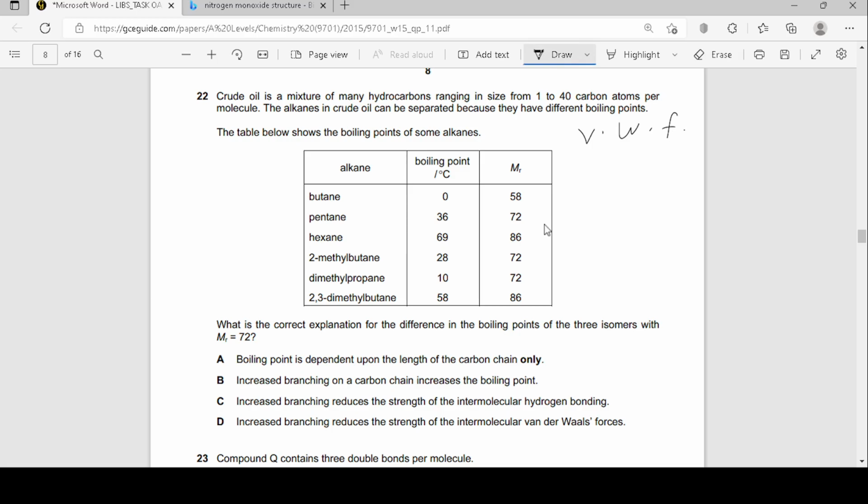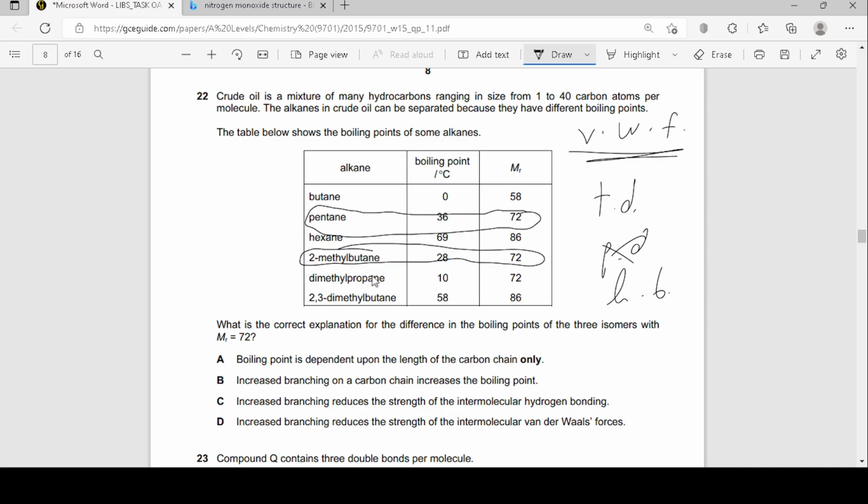The table below shows the boiling points of some alkanes, and since they're alkanes, they don't have any other intermolecular forces than temporary dipole-induced dipole forces. They do not have permanent dipoles. They do not have hydrogen bonding. So what is the correct explanation for the difference in the boiling points of the 3 isomers of C5H12? You're talking about pentane, 2-methylbutane and dimethylpropane, right?